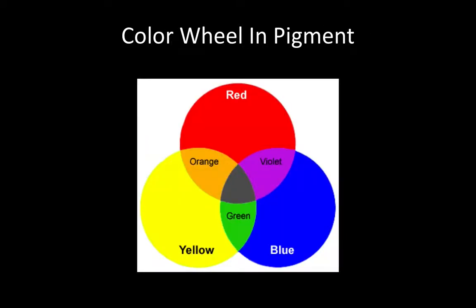Here's the color wheel in pigment. You're already very familiar with this, I assume, with your primary colors of red, blue, and yellow, different from the primary colors of light, red, blue, and green. And then, of course, your secondary colors, violet, green, and orange. Notice that the primary colors of light and pigment, we know that they're different. Also notice that when the primary colors of pigment are mixed, the result is a dark color close to black. Why do you think that is?